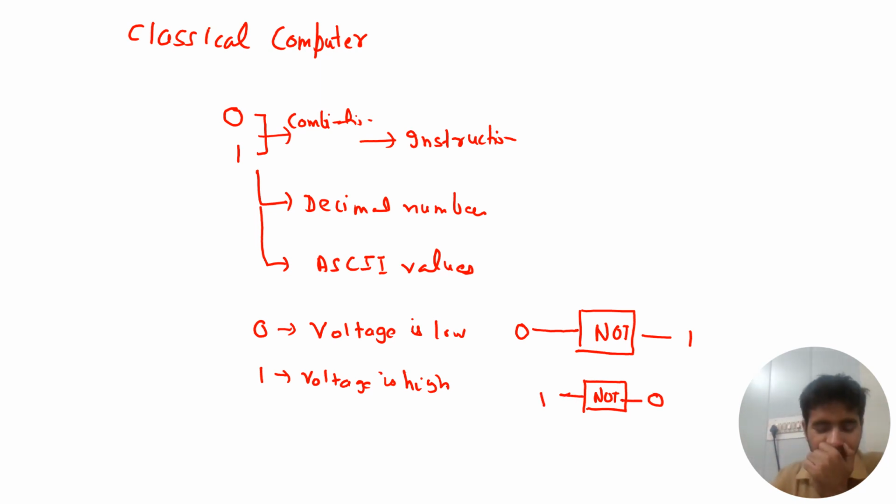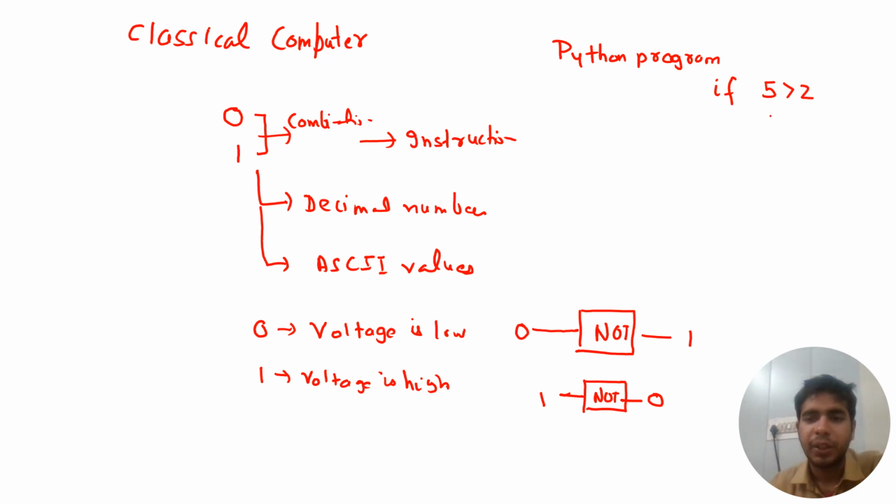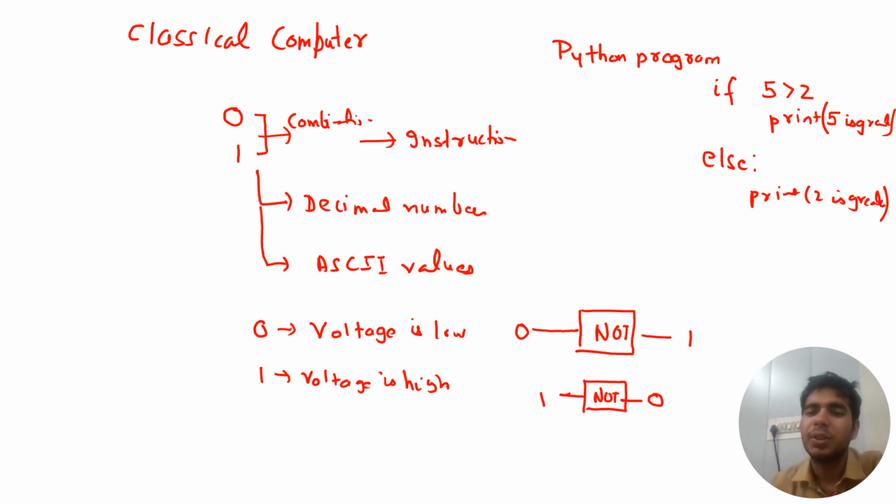So what we see is how these binary numbers do all the things I'm doing on my computer. Suppose you belong to a programming background, and you write a Python program to check if a number is greater or not. Like if 5 is greater than 2, then print 5 is greater, else print 2 is greater. Well, we all know that 5 is greater, but that's the syntax of a basic Python program. We write like this and we think that the computer understands the English language.